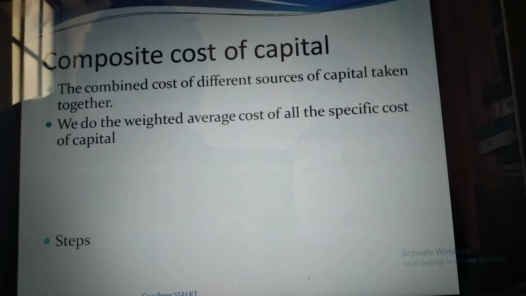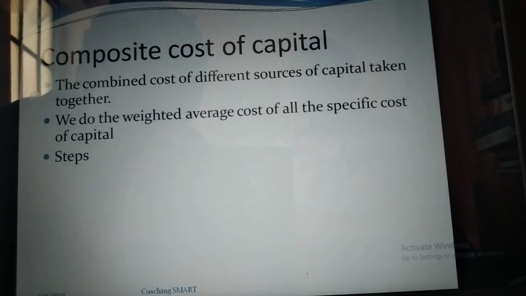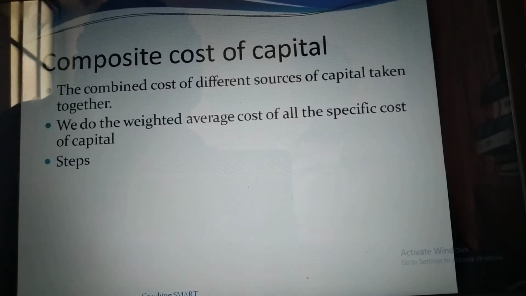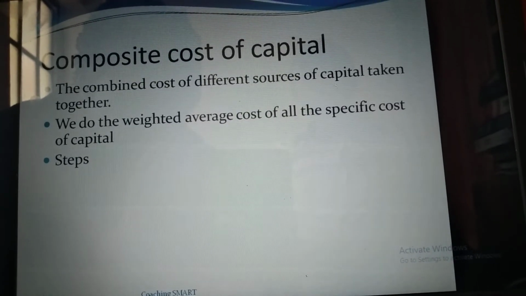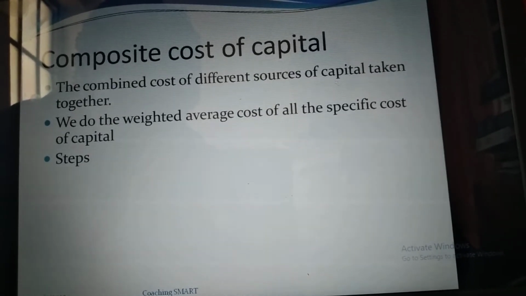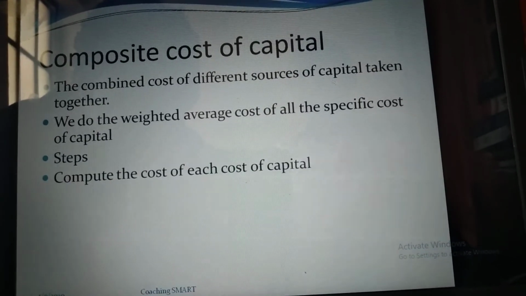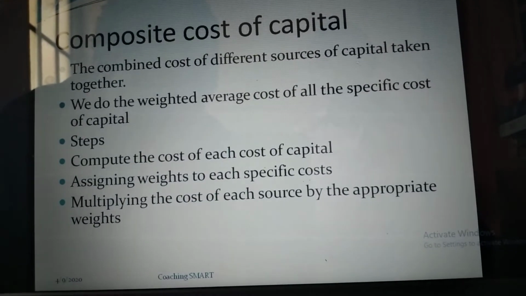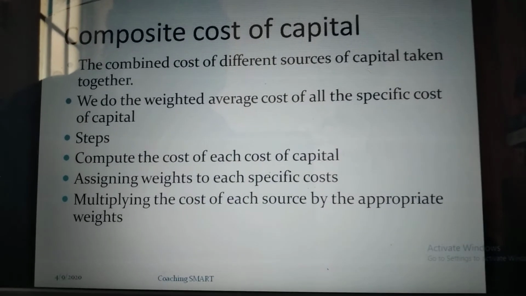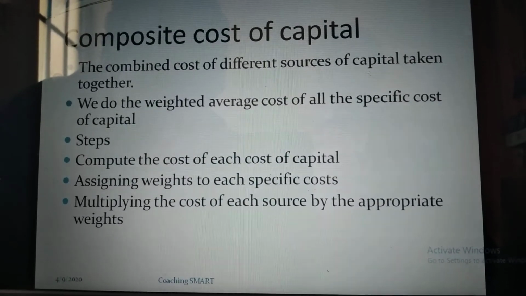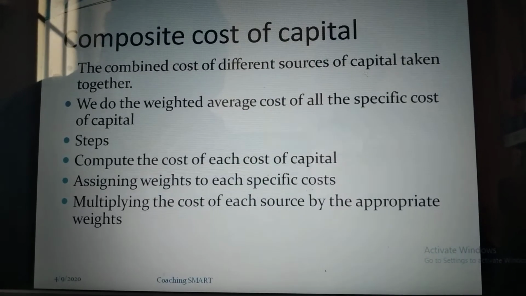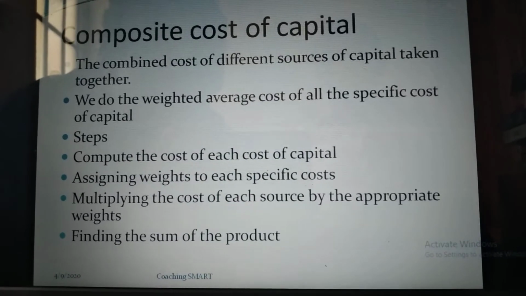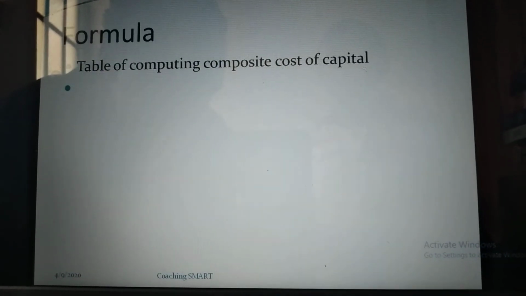Composite cost of capital. Under this method, the combined cost of different sources of capital taken together, we do the weighted average cost of all the specific costs of capital. How do you do that? Steps. Number one, compute the cost of each source of capital. Number two, assign weight to each specific cost. Number three, multiply the cost of each source by the appropriate weight. Number four, find the sum of the products.